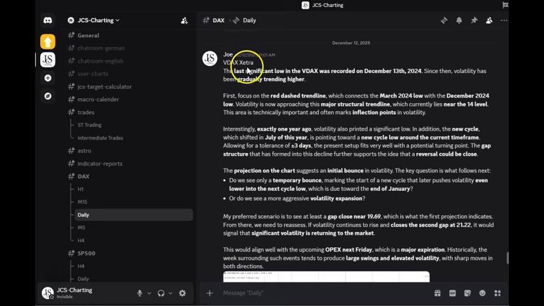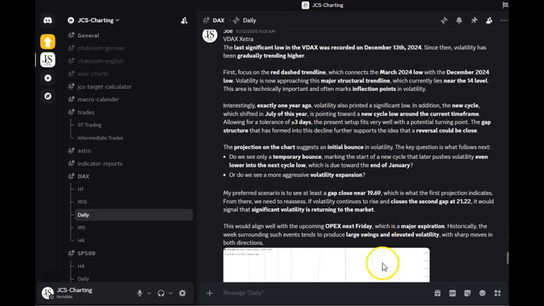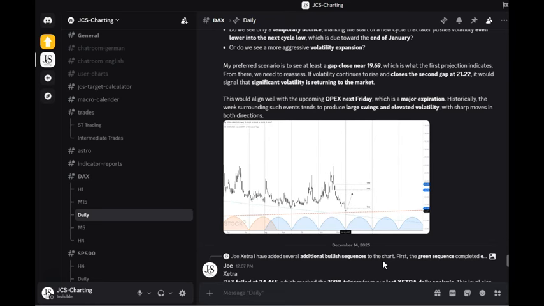This, for instance, here's my DAX channel, the daily thread. Here you get a brief explanation of the VDAX. So it's always good advice to check on volatility as well. You get a chart on that with a brief explanation.